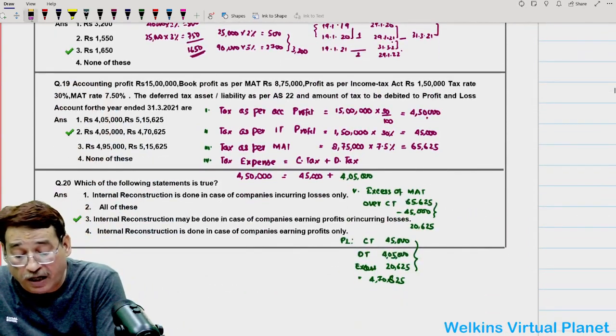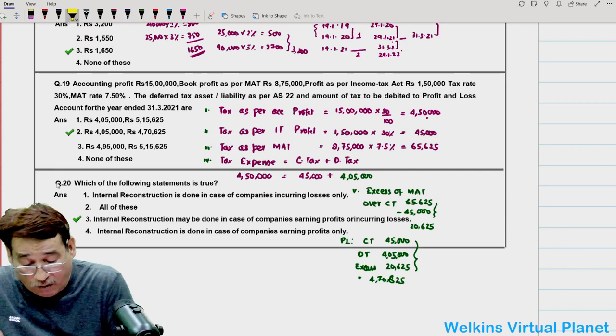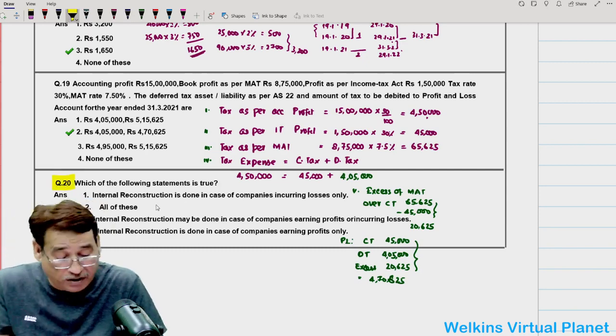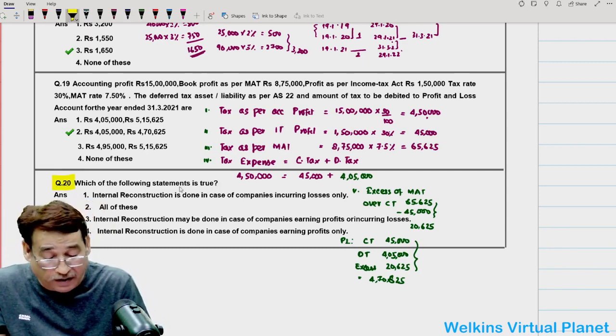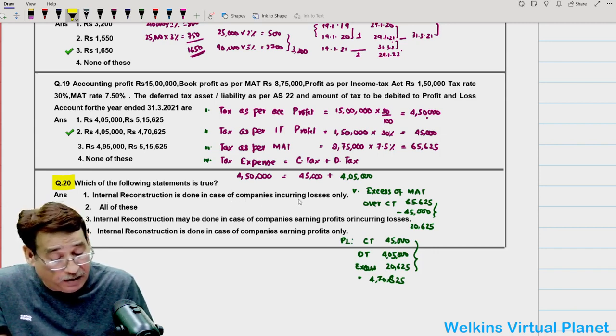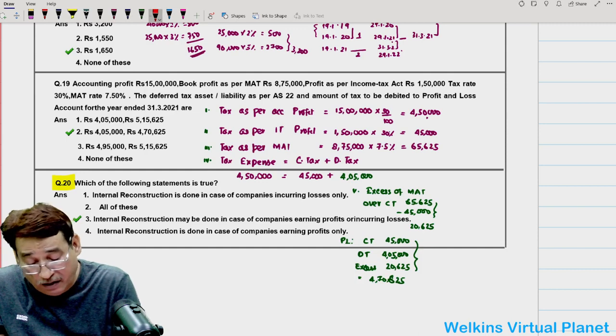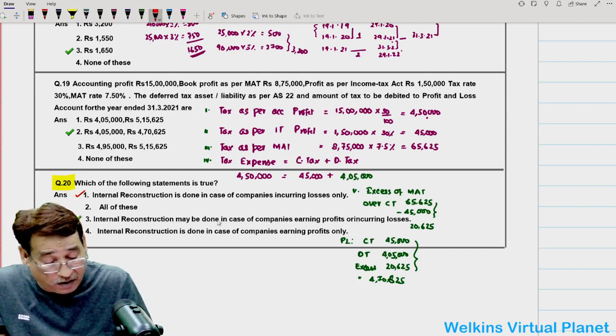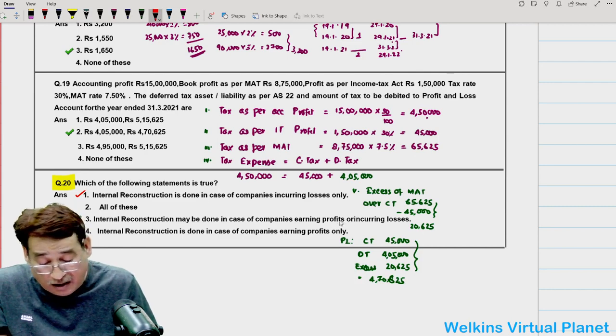Just give me a minute of time. Question number 20, you can do it yourself. It's a theoretical question. Which of the following statements is true? Internal reconstruction is done in case of companies incurring losses. Yes, it is correct. Internal reconstruction may be done in case of companies earning profits or incurring losses.